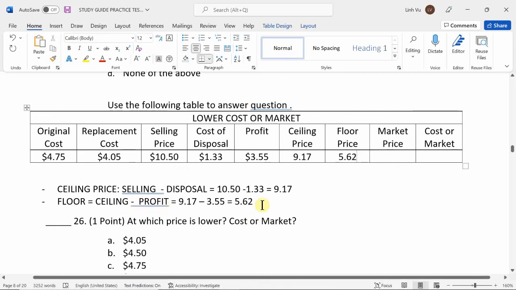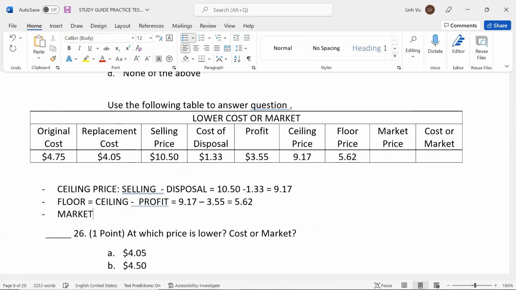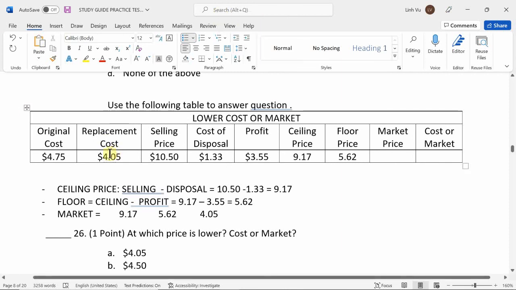Now you need to solve for which one is the market price. So in this case, you need to compare 3 numbers. What are those 3 numbers that you're comparing? The ceiling, floor, and replacement cost of $4.05. So which one's in the middle? $5.62 is in between, because this time the replacement cost is way too low, right? It's beyond the floor price here. So that means my floor becomes my market.